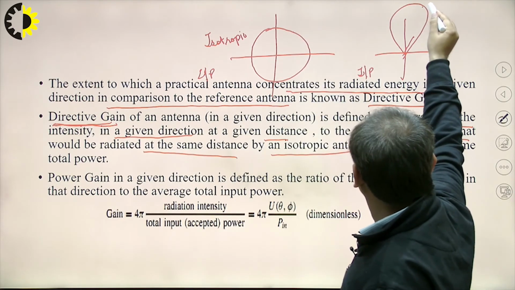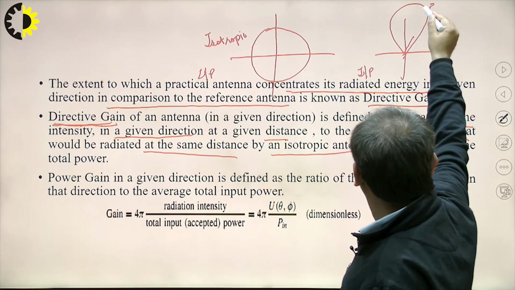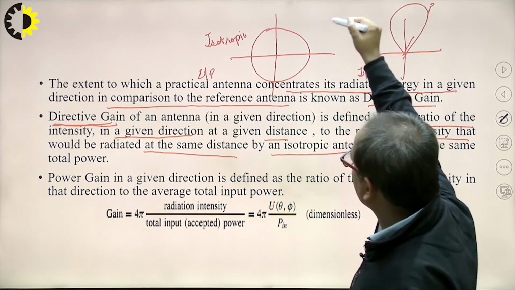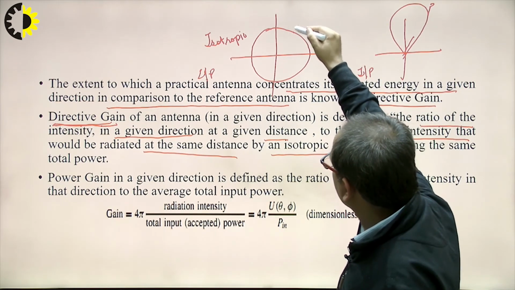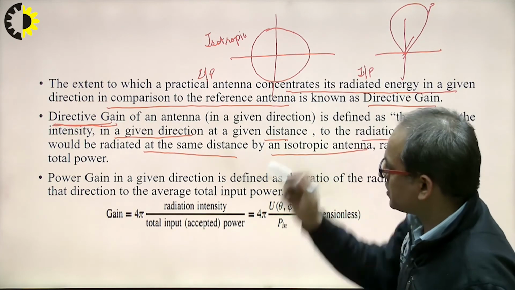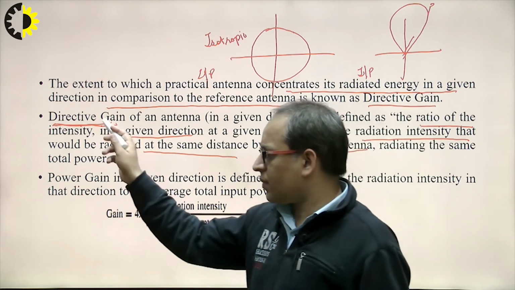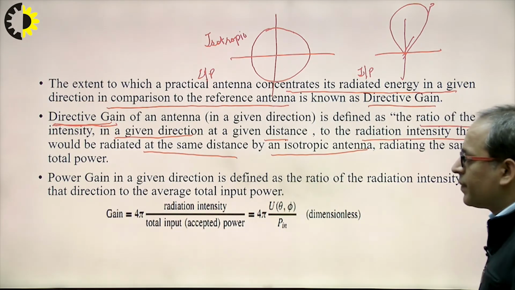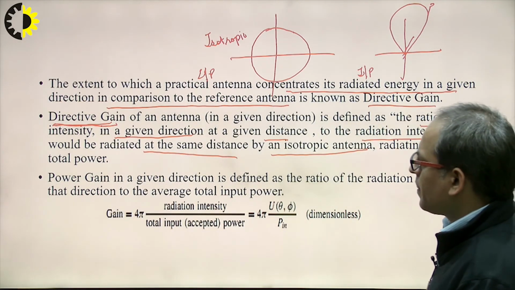Means if I talk about this one at point P, the radiation intensity at point P from the test antenna divided by the radiation intensity from the reference antenna, that will be the directive gain. Now the next one is the power gain.